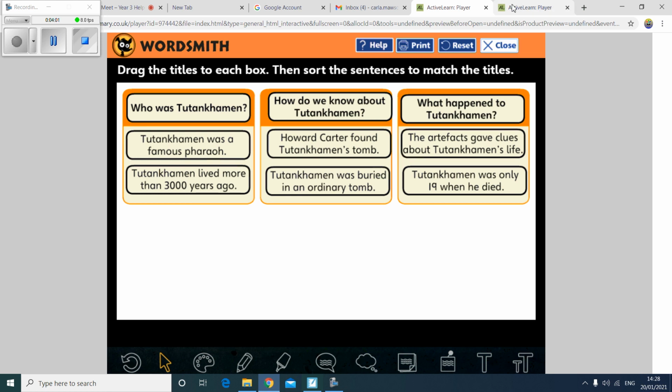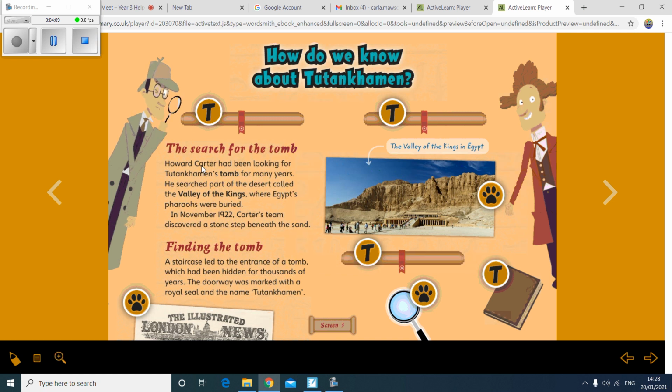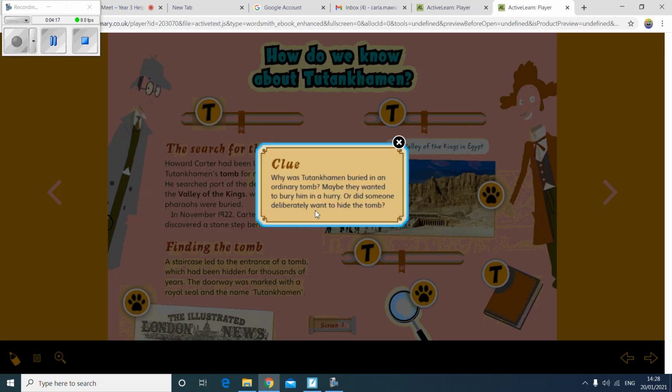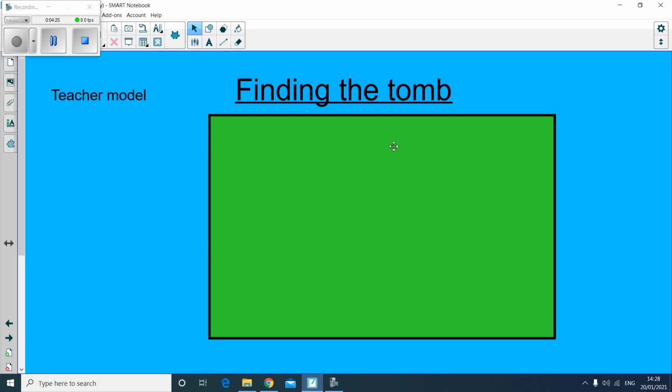So I look at the ebook on finding the tomb, and I can read all of the information here. I can see the Valley of the Kings. It was Howard Carter that found him. 1922. It was a staircase. It was hidden away. It was just an ordinary tomb. So I'm gathering all of the information, and then I'm going back to my book and I'm writing it down in bullet form.